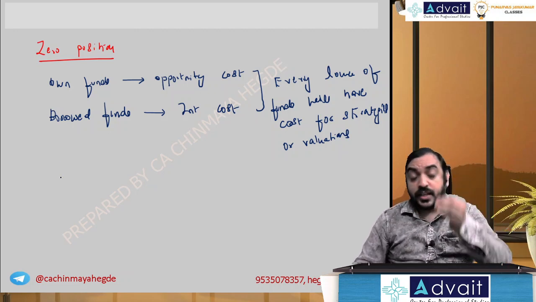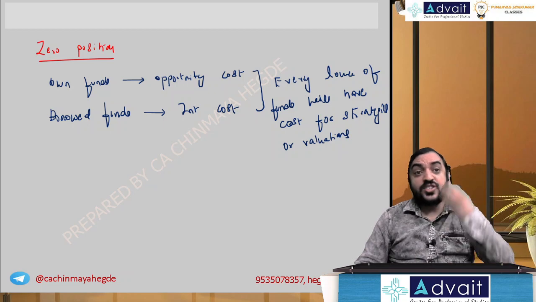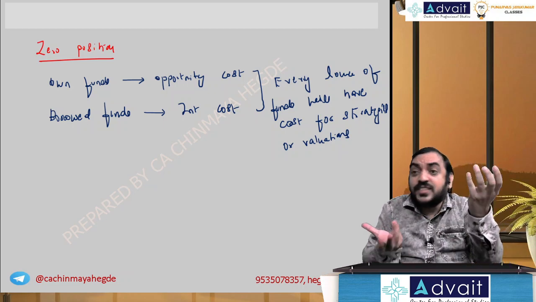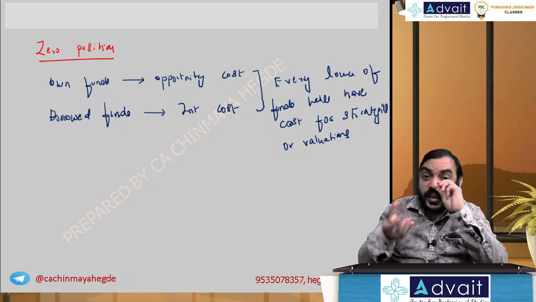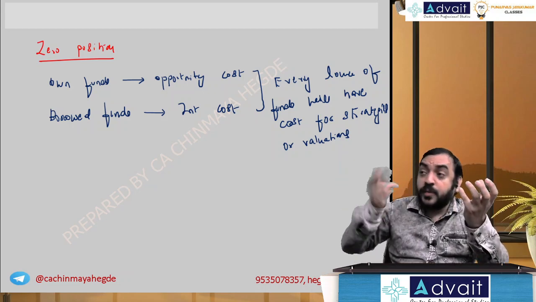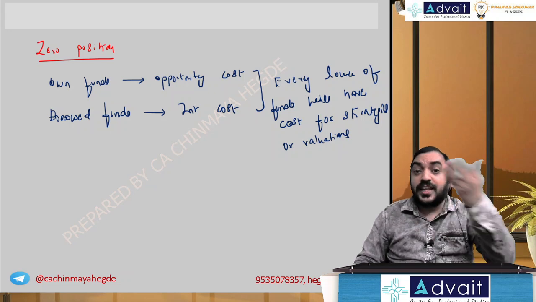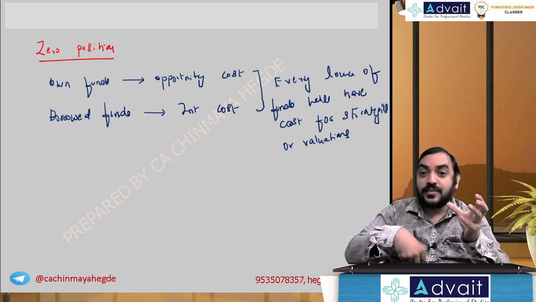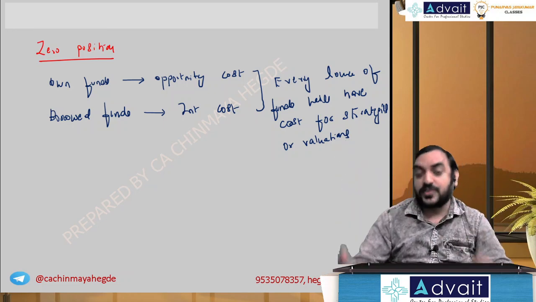And some strategies will have to assume zero position. What is that, assume zero position? If I say my strategy is to buy shares, where is the money I have? I have to borrow money. If I borrow money, it will have a cost. If I use my own money, it will have a cost. Or if I want to sell shares, I want to borrow shares. Borrowing shares will have a cost. If I have shares already, it will have a cost.